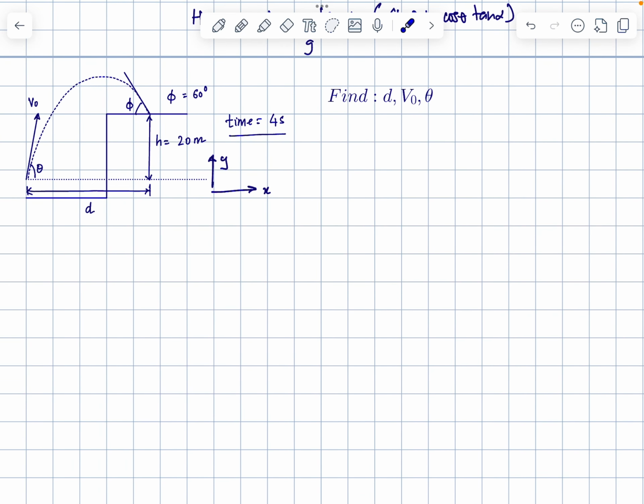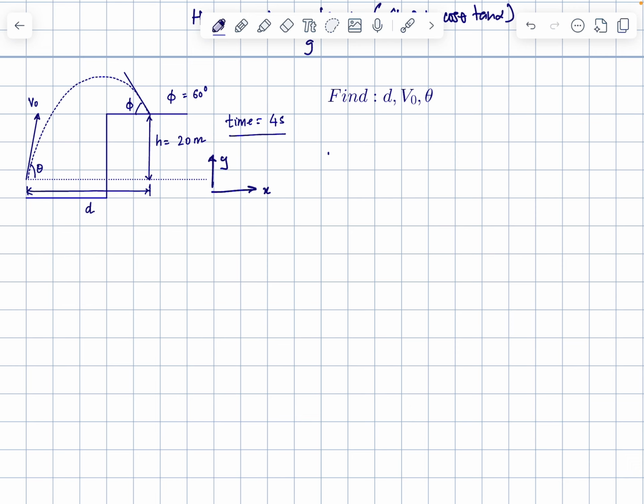So in this problem we will look at the trajectory of a ball that is thrown from the ground, and it lands on top of a building at a height of 20 meters, at an angle of 60 degrees with the horizontal. Its time of flight is 4 seconds, and we want to know what its initial velocity was, what was the angle at which it was thrown, and what was the horizontal distance that it traveled. So let's get into that.